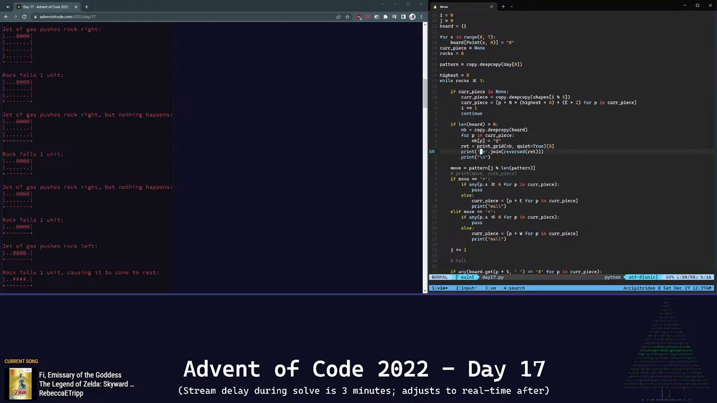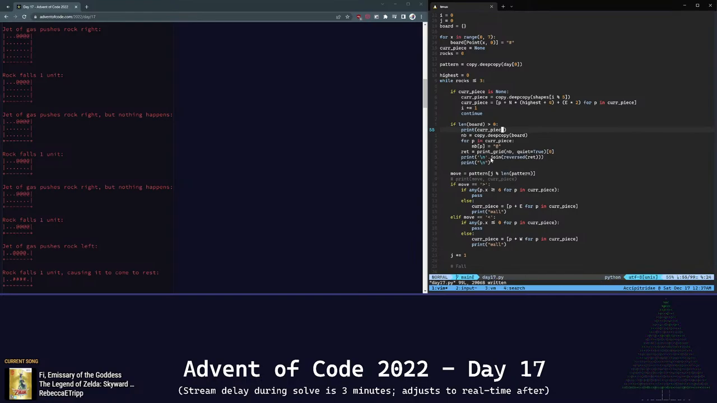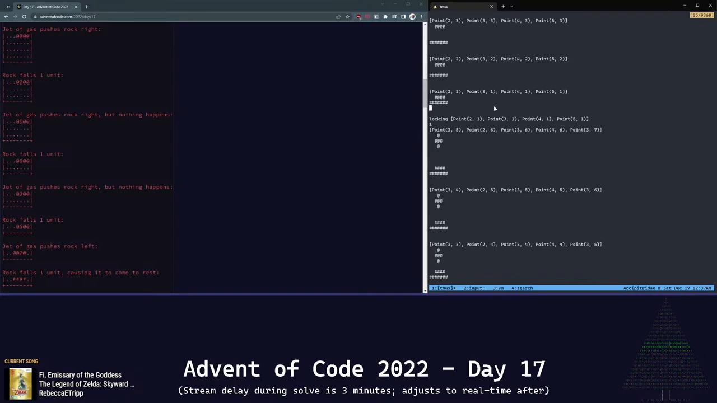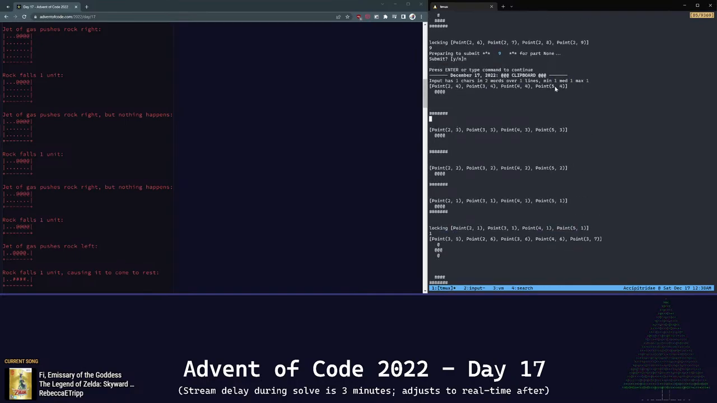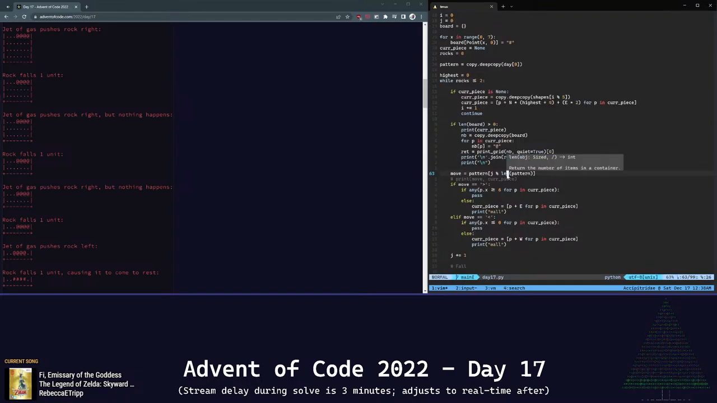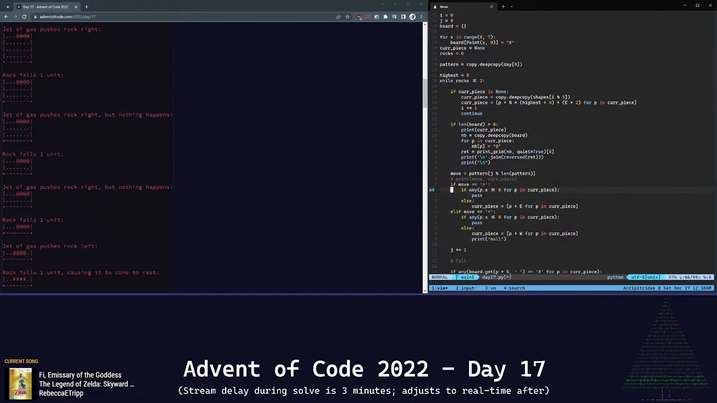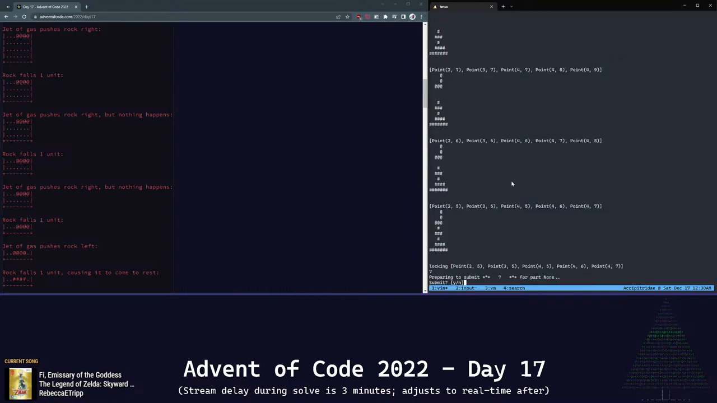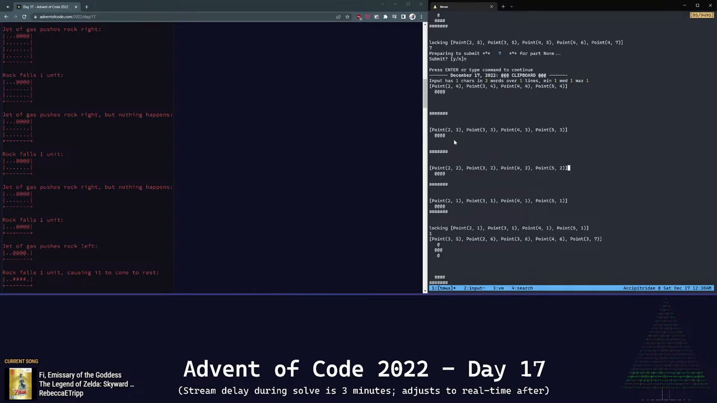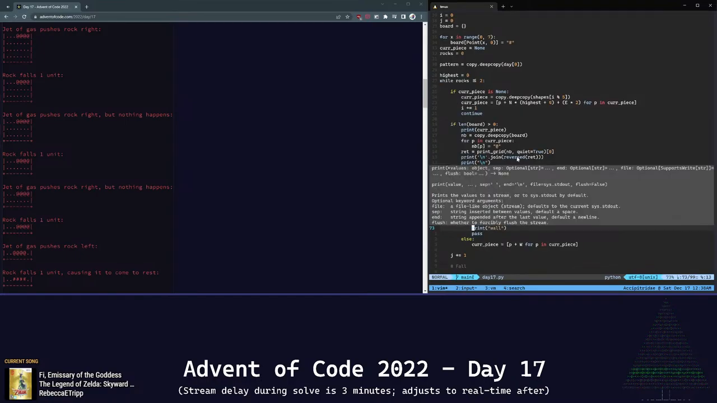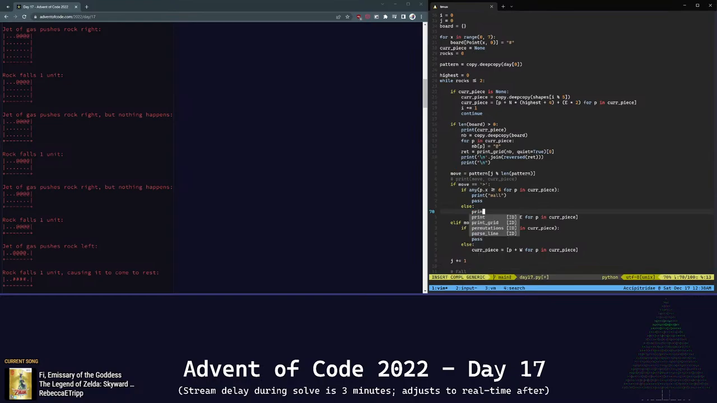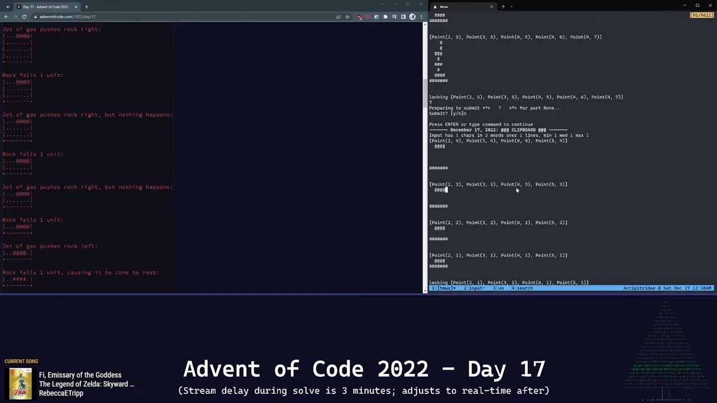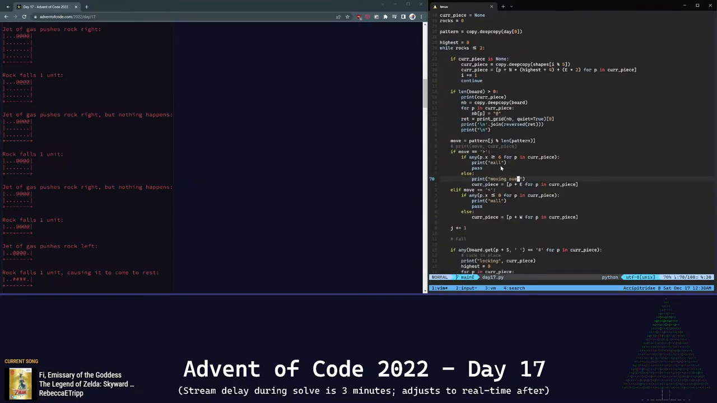Let's print ourselves here. And let's only look at a few rocks. See, we should shift over here, but why are we not? 5, there's plenty of room here now. Go. We start at 2, 4. We should be moving. Why is this?